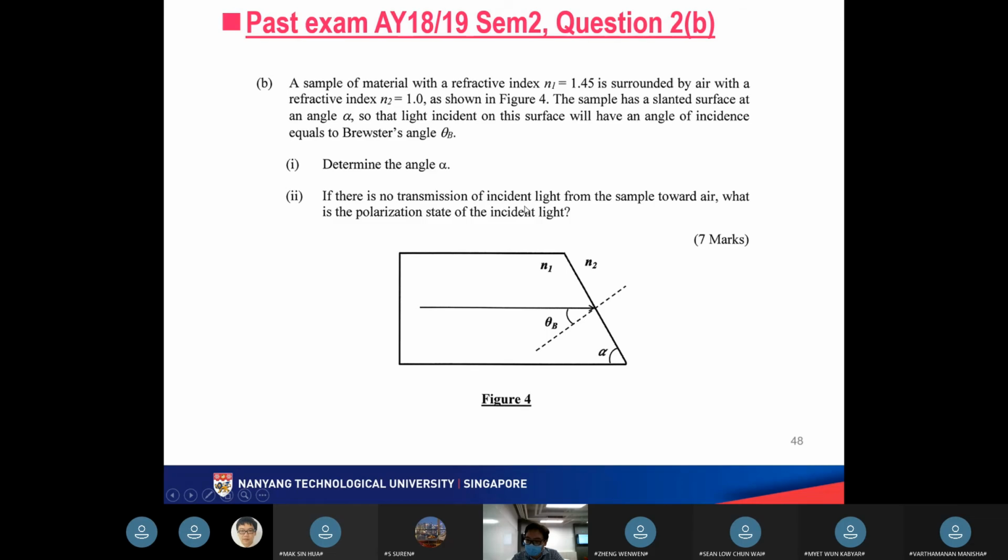If there is low transmission of the incident light from the sample towards L, what is the polarization state of the light? Low transmission, okay? So now let me ask you, how can we get low transmission? Low refraction, right? So that means total internal reflection. So that we will get low transmission here. If it's total internal reflection, there is no transmission. So are there any polarization requirements on total internal reflection?